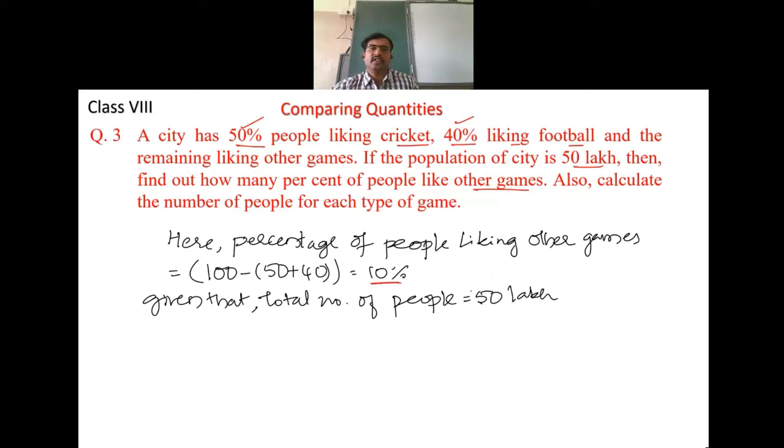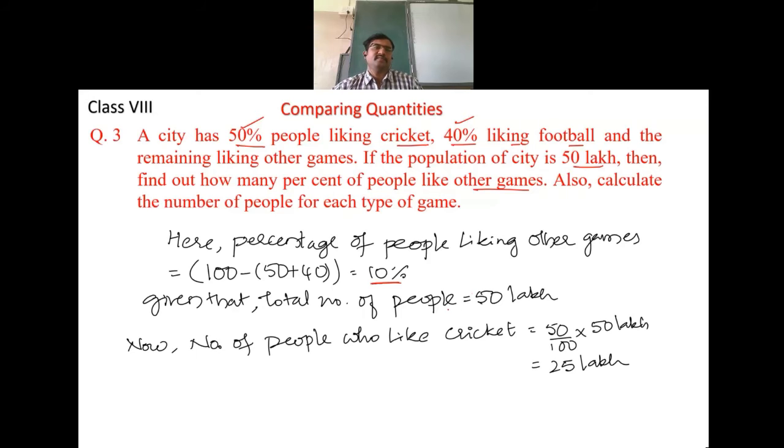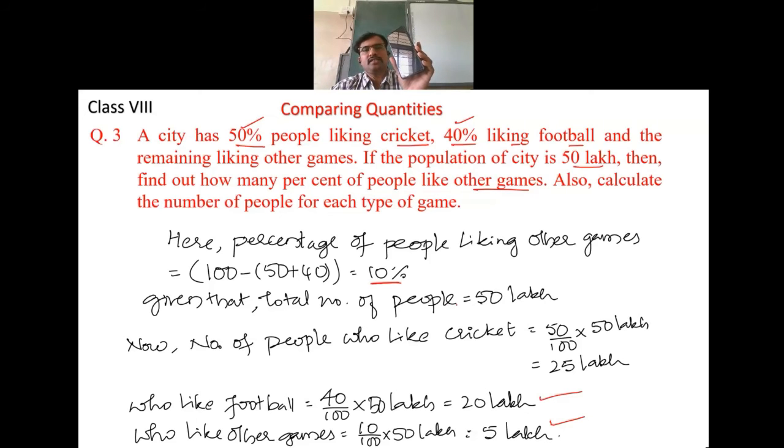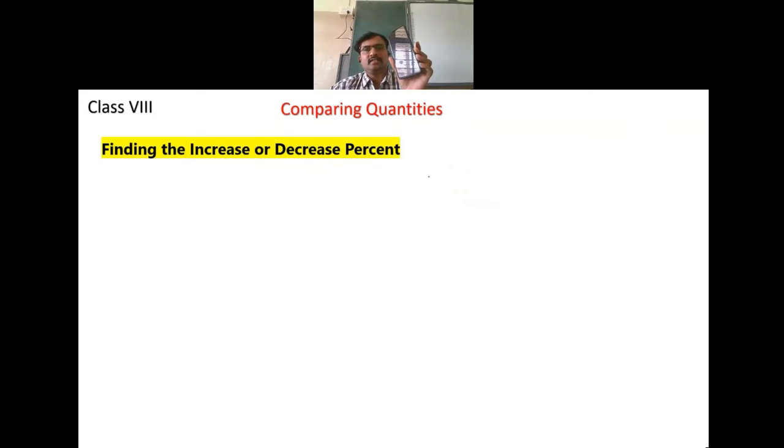Now the total number of people given is 50 lakh. So the number of people who like cricket will be 50 by 100 into 50 lakh, which is 25 lakh. Same way we can calculate for the other two, it becomes 20 lakh and 5 lakh. Very good. Any doubt? No, sir. This is also another concept which you have learned earlier.